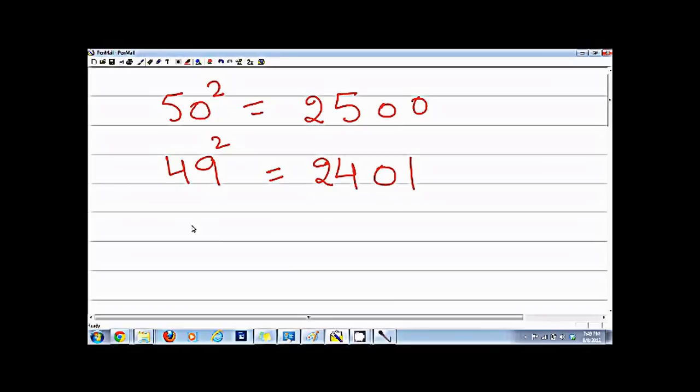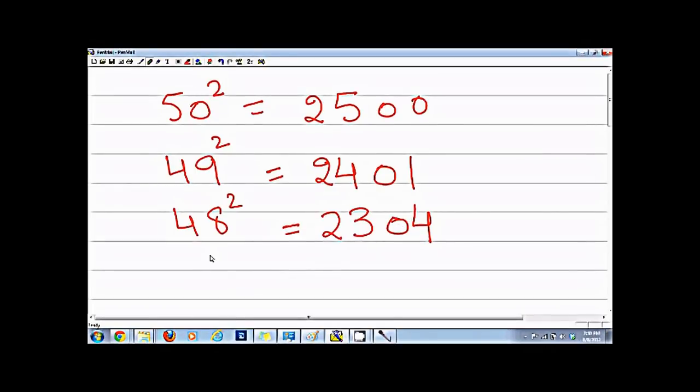So as you can see, again if I have 48, what I'll do is I will subtract 2 from 25, that is 23, and then take square of 2, which is 4. So answer is 2304. So this is a quick method, so you can multiply or you can square any number which are close to 50.